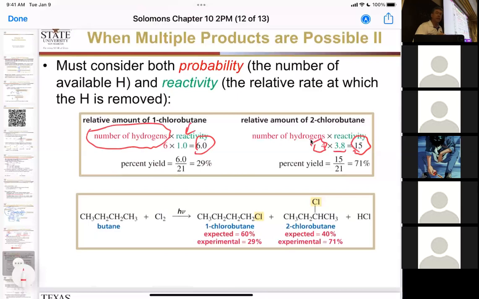Okay, but how do we get those percentages? Well, a total of 6 plus 15 equals 21 reactions happened in that 10 seconds. So if we divide 6 by 21 and multiply by 100 to get a percentage, we get 29%. If we do the 15 by the total number of molecules created, we get 71. Okay, so that's cool, right? Multiply the number of hydrogens available of that type by its reactivity ratio, then add up the total number of molecules made in that time, and you get the percentages. In fact, it's the exact percentages we see.